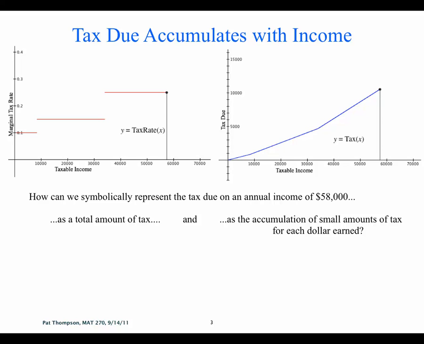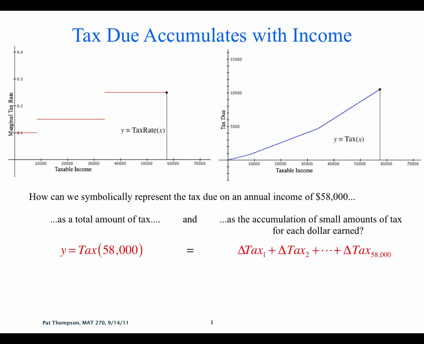So how could we represent it as a total amount of tax? How could we represent the tax due on 58,000 as a total amount of tax? Right, so we would just take that 58,000 and put it into which function? The left function or the right function? Right, okay, so we put it into the right function. What about the other way?